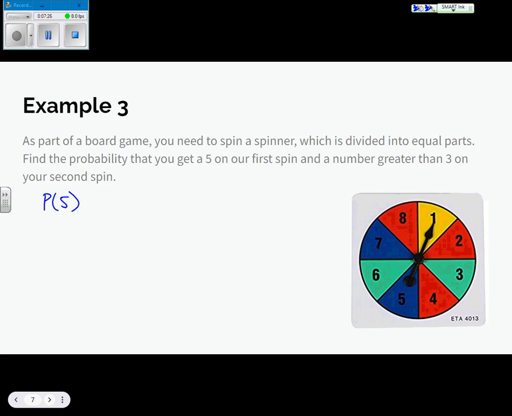Probability of getting a 5, and something greater than 3. So let's think about this. Is this independent or dependent? It should be independent. If I spin a 5 on this first one and I get the spinner to land at 5, it really shouldn't have any effect on what I'm going to spin the second time. So we have independent events.